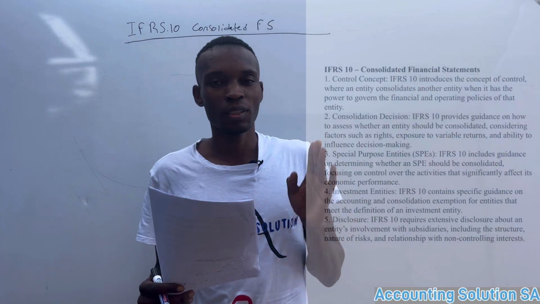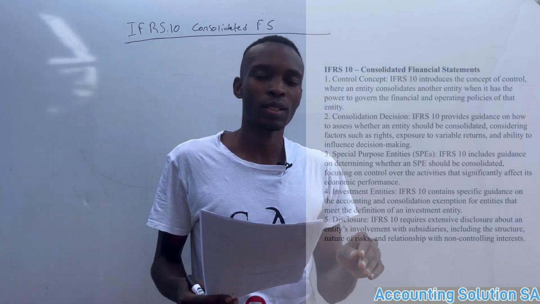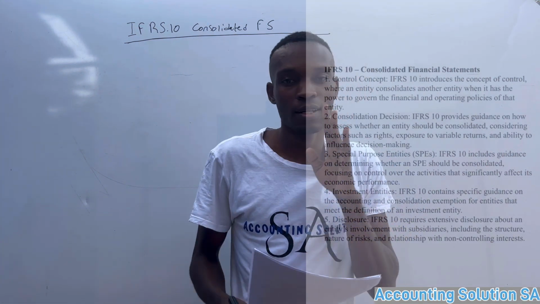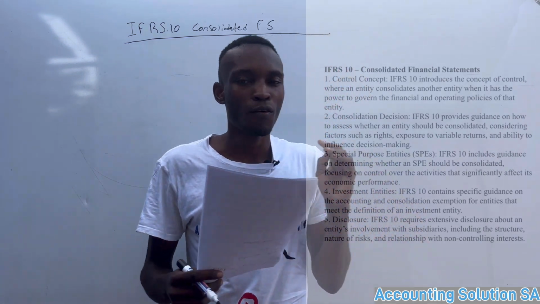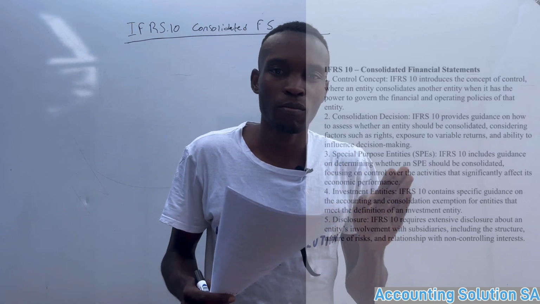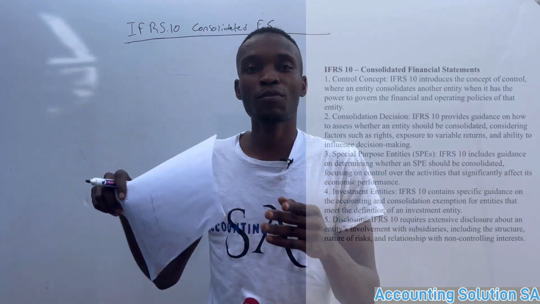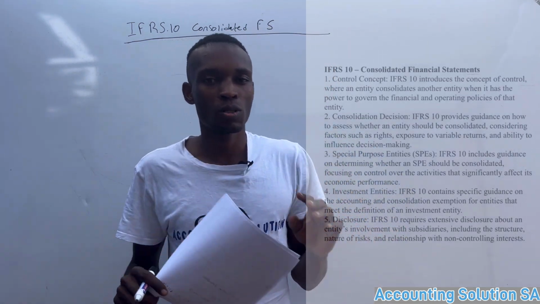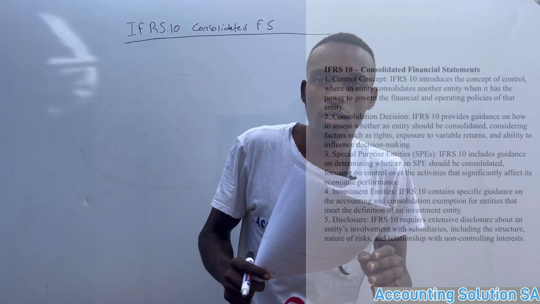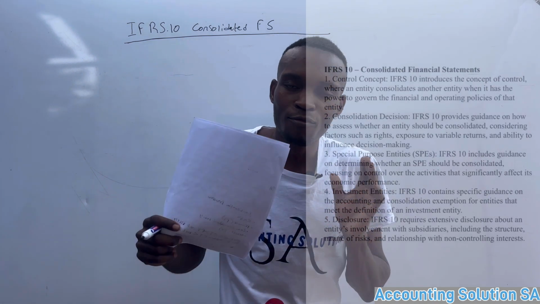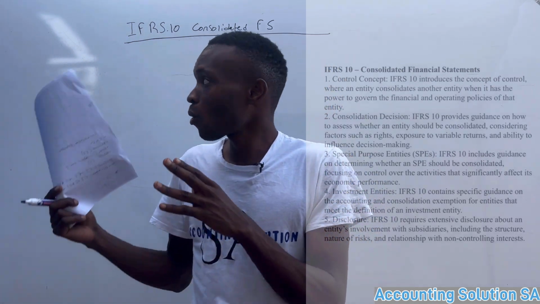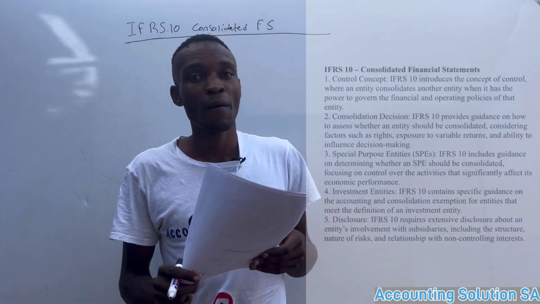Okay guys, so in this video we are going to do an introduction of IFRS 10. When we talk about IFRS 10, we're talking about consolidation of financial statements. Remember, this process started from IFRS 3 when we do a business combination. Now the business has combined. We already did the process of buying another business. Now we are talking about two or more businesses.